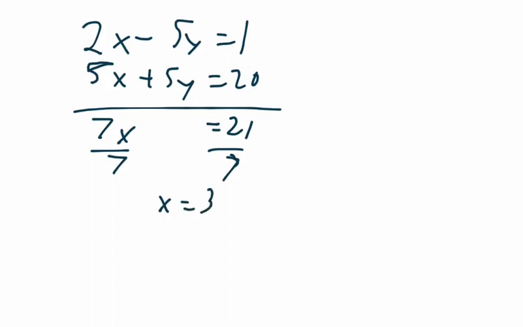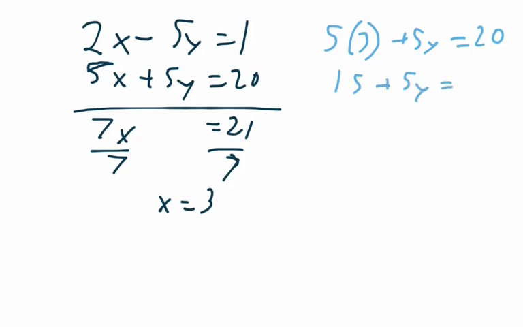Now I'm going to put this into the bottom equation. So 5 times 3 plus 5y equals 20. You could have put it in either equation. 15 plus 5y equals 20. Subtract 15. 5y equals 5. So y equals 1.